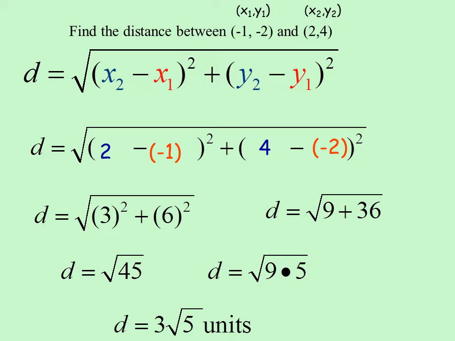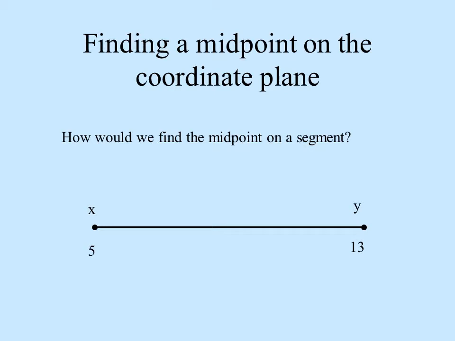All right, let's talk about the midpoint formula. If I have something that's completely horizontal, how would I find the midpoint of this segment? Or how can I find what is the halfway point between 5 and 13? Well, one way to do it is simply to take the average. I'm going to take 13 plus 5, which is 18, and divide it by 2, so I have 9.